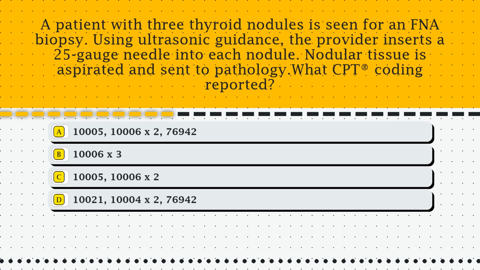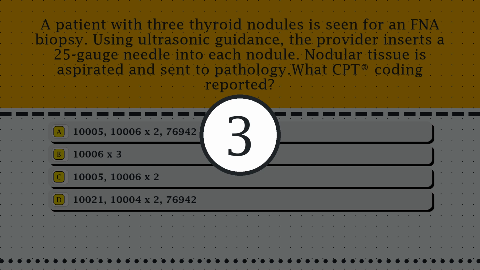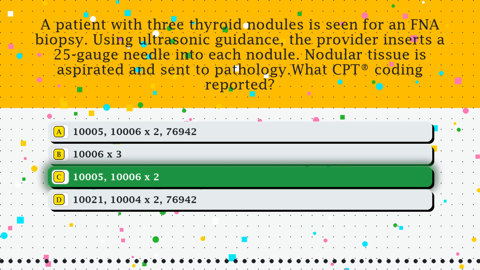Option A, 10005, 10006x2, 76942. Option B, 10006x3. Option C, 10005, 10006x2. Option D, 10021, 10004x2, 76942. The correct answer is option C, 10005, 10006x2.